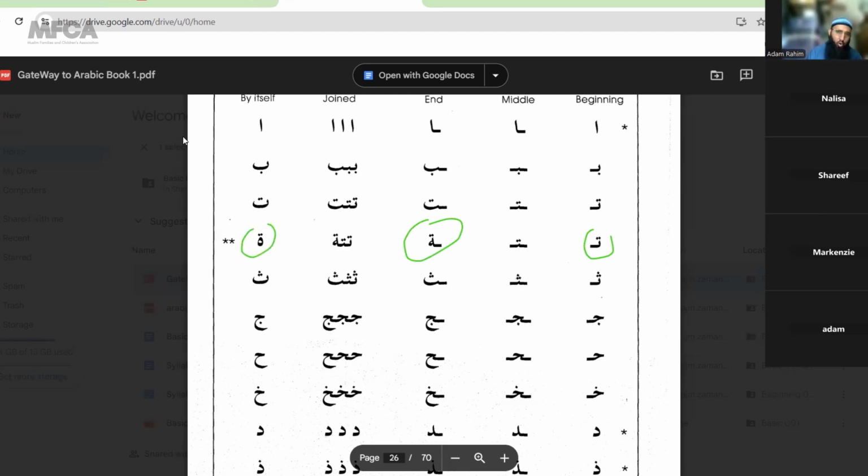When we mean closed and open, this is going to be an open ta, and this is called a closed ta. Okay, that's just what we mean by that. Open and closed. And you might hear this terminology, ta marbuta, which is a closed ta. Any questions, guys, regarding what the homework should be?